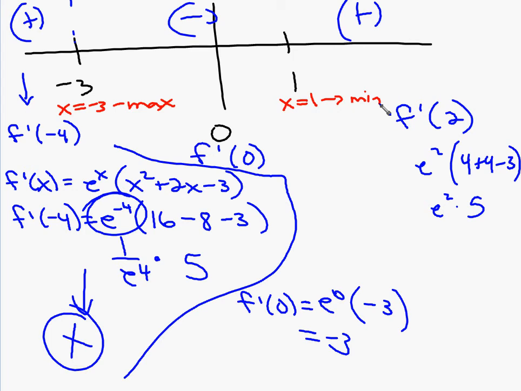Okay? And then you would plug those values into the original function to get the actual y value. Remember, we go back to the original function. So the original function was x squared minus 3 times e to the x. So we found out our two values were -3 and 1.